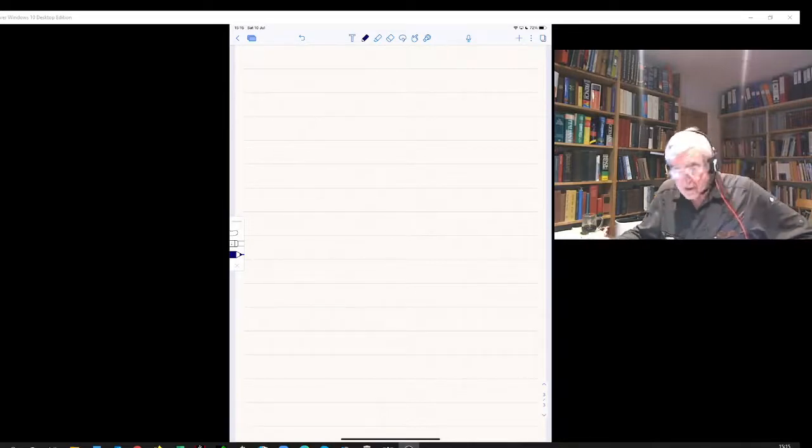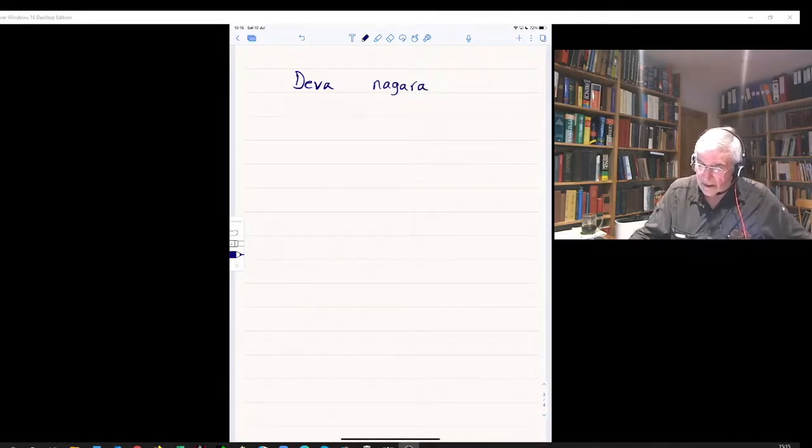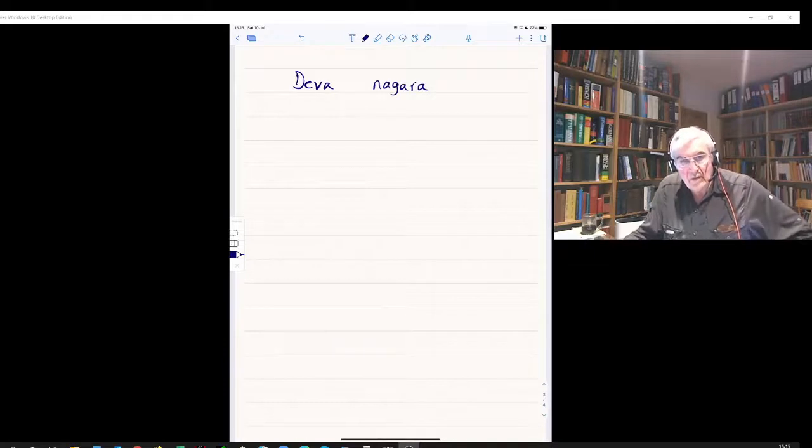For those of you who are interested in what the word actually means, some of you may know Deva means a god or an immortal. Nagara, note I'm writing it with a short a, Nagara means a city.